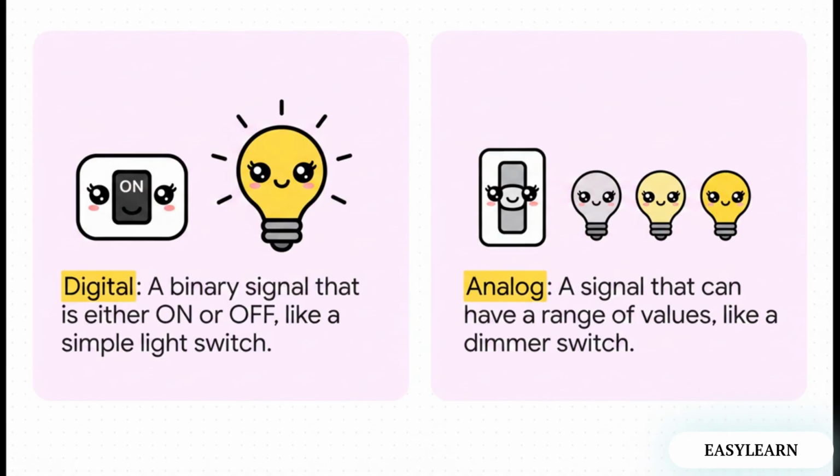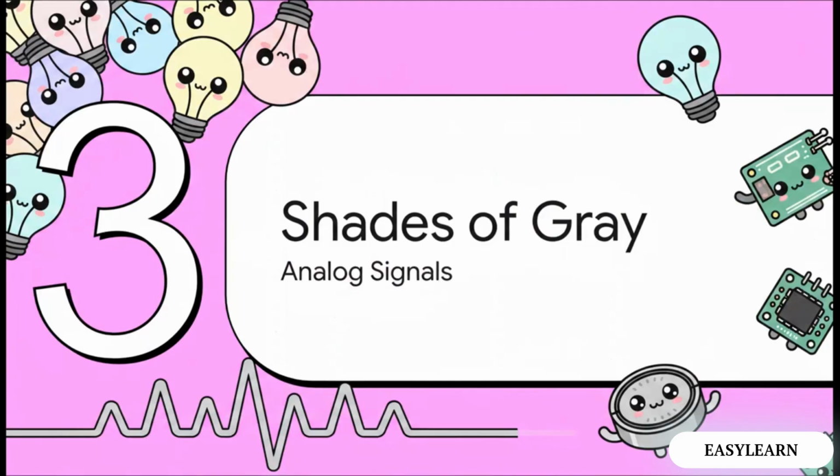I mean, we've got shades of gray, we've got different temperatures, different levels of light. So if a digital signal is like a simple light switch, click on, click off, then an analog signal is like a dimmer switch. It gives you that whole beautiful range of brightness. So let's dive into that more nuanced conversation.